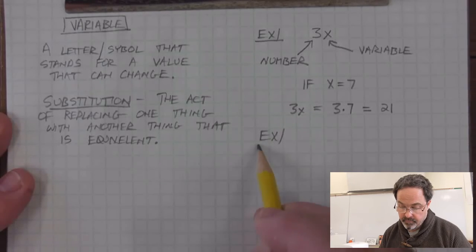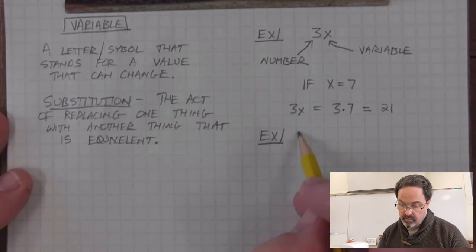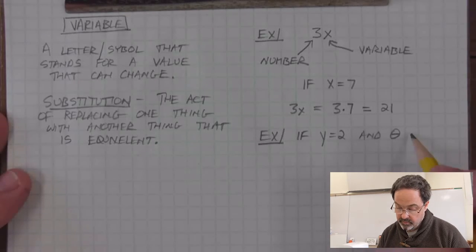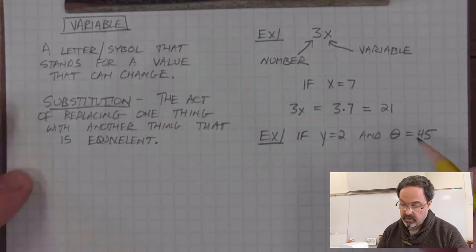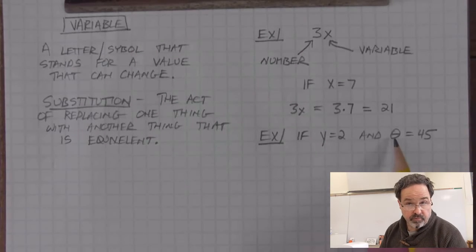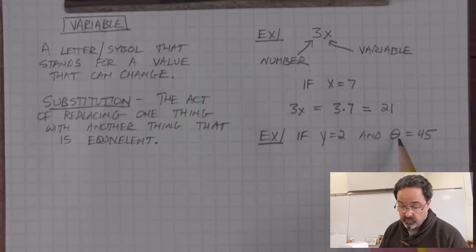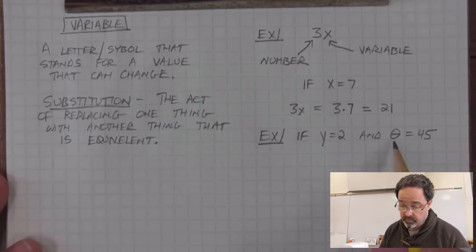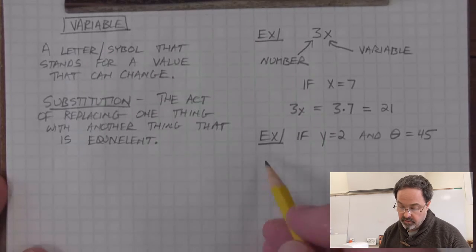Let's give another example. If y is equal to 2, and theta is equal to 45, and I'm using this symbol, which is a Greek letter called theta, as an example that variables don't need to always be letters, especially the letters x and y, which are common. A variable could be any symbol, or any symbol could be used to be a variable. In this case, theta is equal to 45.